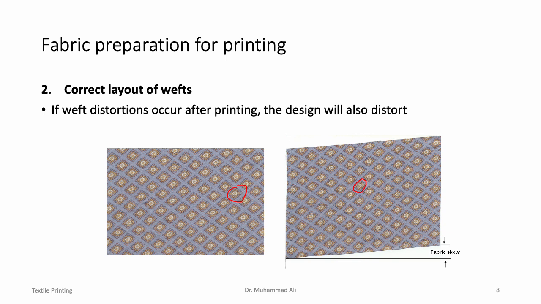Our main aim is to ensure that weft distortions are removed prior to printing in order to avoid any design deviations later on. The other case that is possible is that printing is done on a fabric in which the weft layout is correct, but after printing, the wefts are distorted. So we have to understand that even in this case, the design will still be distorted and it is not acceptable in terms of printing quality.